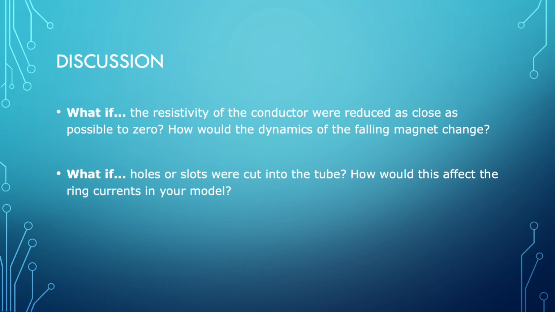And then if we were to put holes or slots cut into the tube, how would this affect the ring currents in your model? This would interrupt the induction, it'd interrupt the magnetic field, and we would have a more normal fall of the magnet.